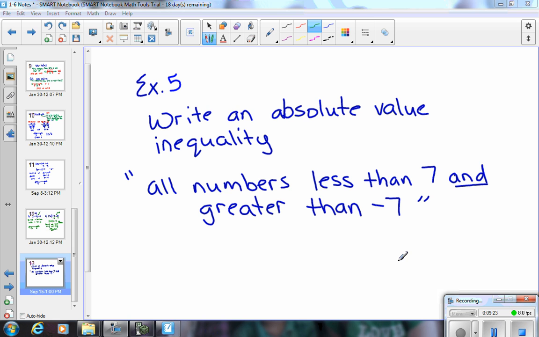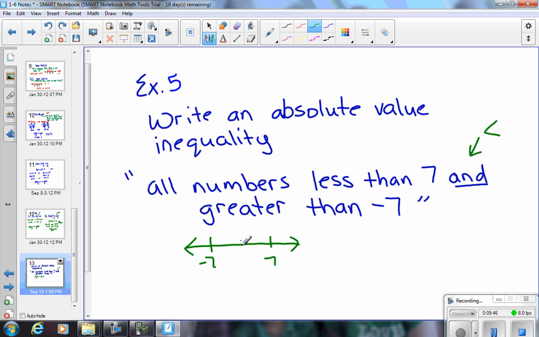And on this last one, we're going to write an absolute value inequality to represent this statement: all numbers less than 7 and greater than negative 7. Now the and is our hint because we know that tells us we're going to involve less than. So I can actually take a look at what this would look like. If we have negative 7 here, positive 7 here, by the way, 0 would be right in the middle, and is going to be in between.